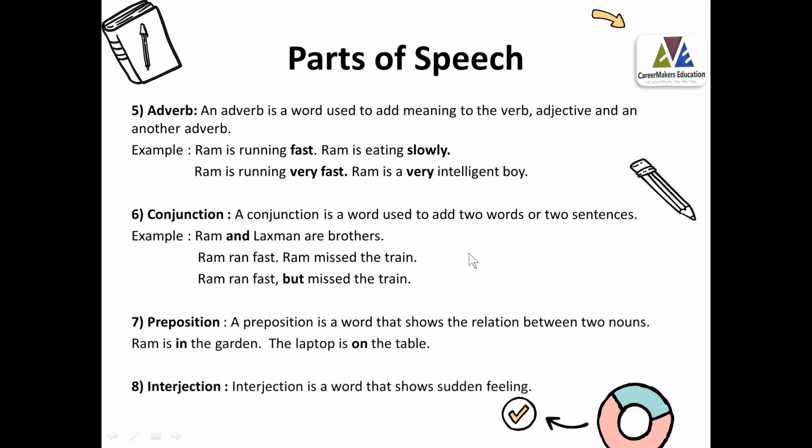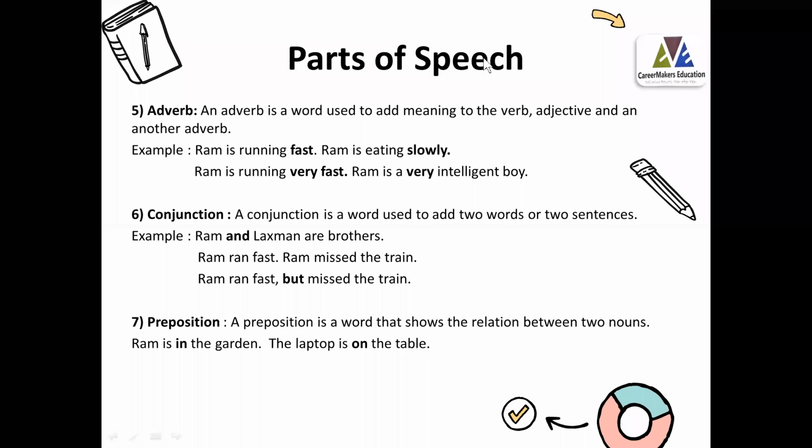The seventh part of speech is what we call preposition. Preposition is a very important part of speech and the majority of students don't know the correct use of preposition, and therefore knowing preposition is all the more important. A preposition is a word that shows the relationship between two nouns. For example, in the sentence Ram is in the garden, there are two nouns, Ram and garden. Ram is a person and garden is a place. And as you know, a noun is a word that shows person, place, animal or thing. So Ram and garden are two nouns.